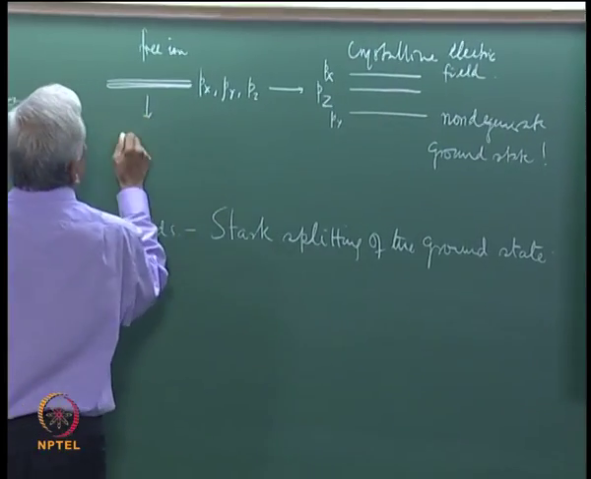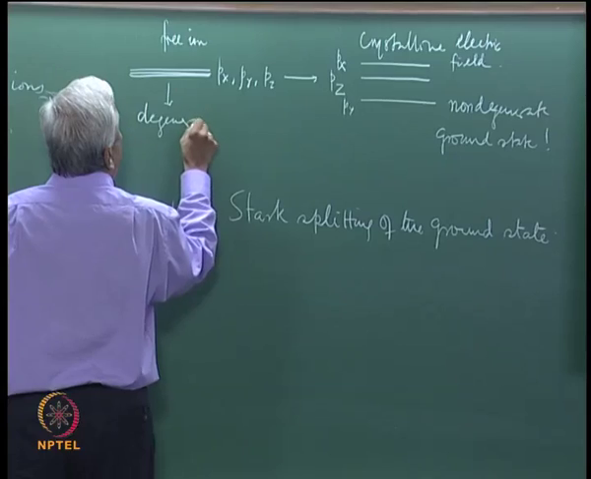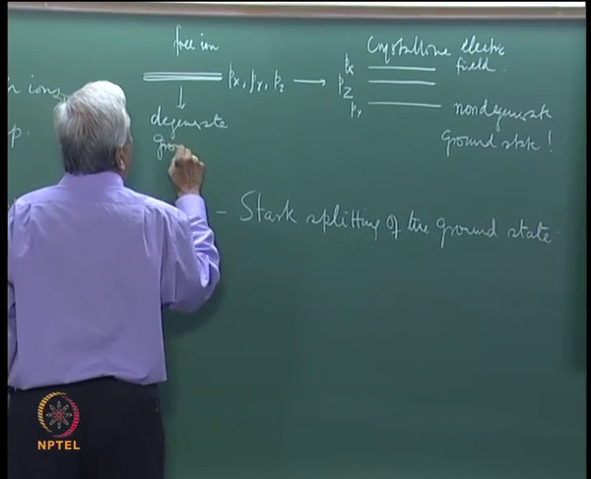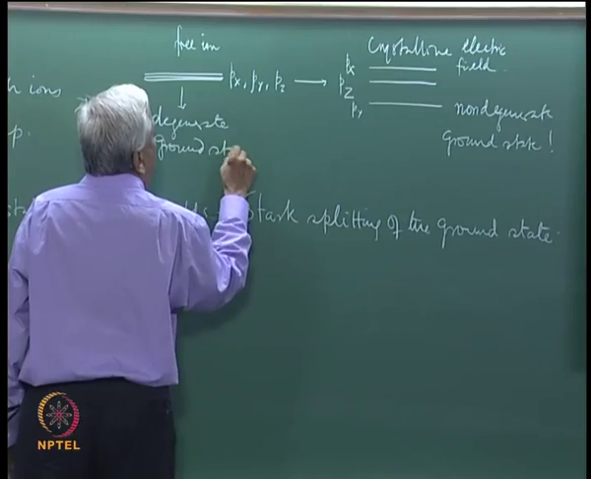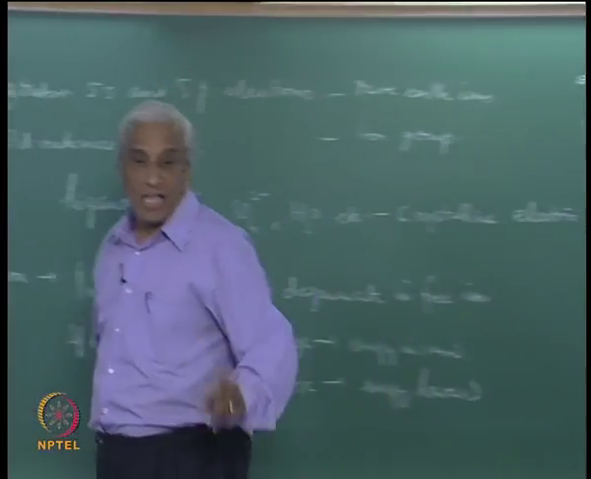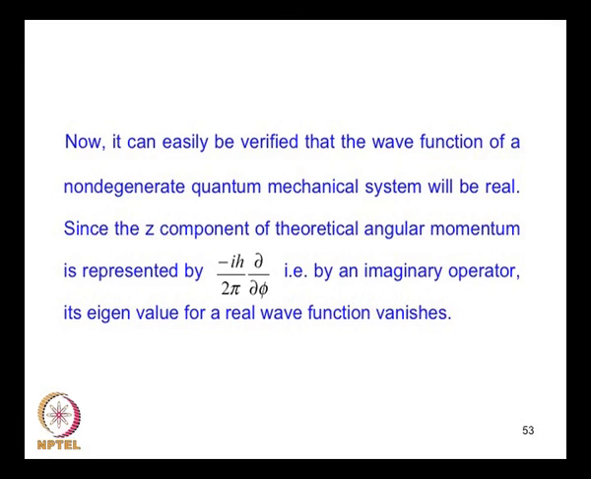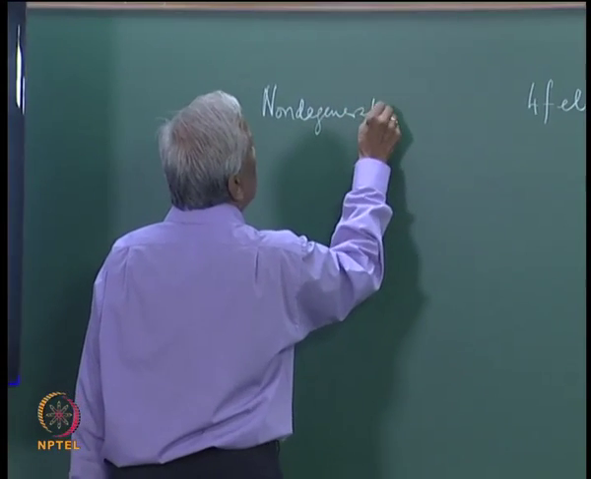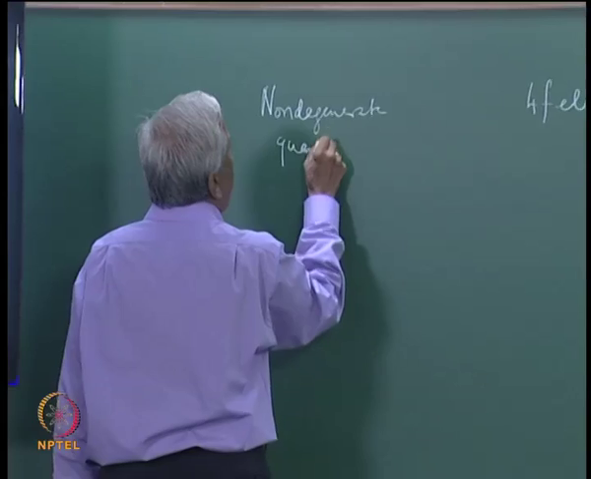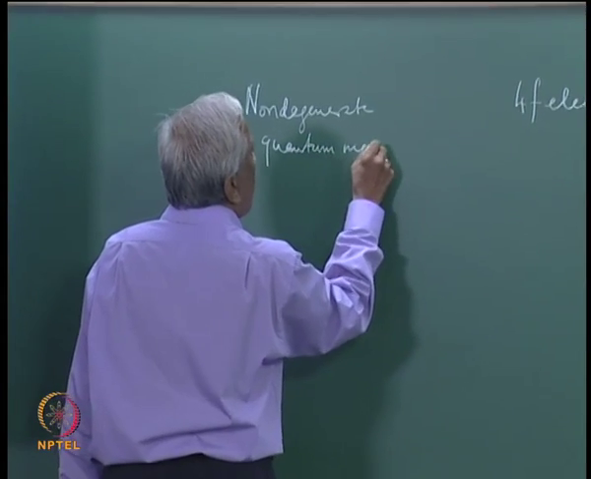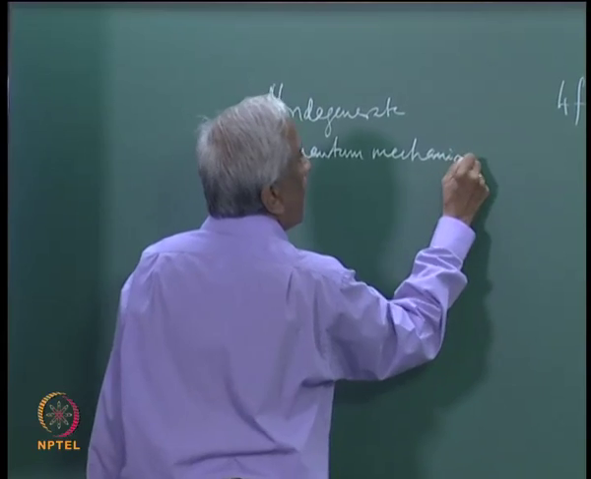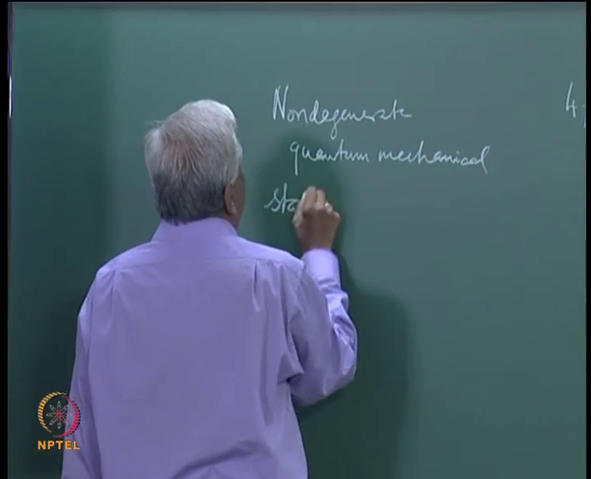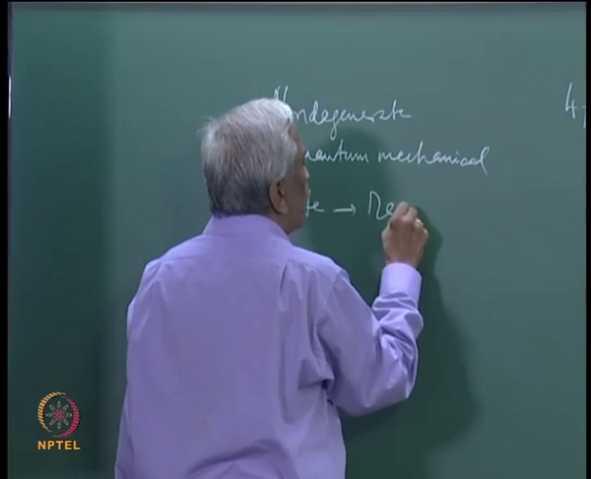Whereas, this is a degenerate ground state. The consequence of having a non-degenerate ground state can be readily seen from the Schrodinger equation, that any non-degenerate quantum mechanical state is represented by a real wave function.